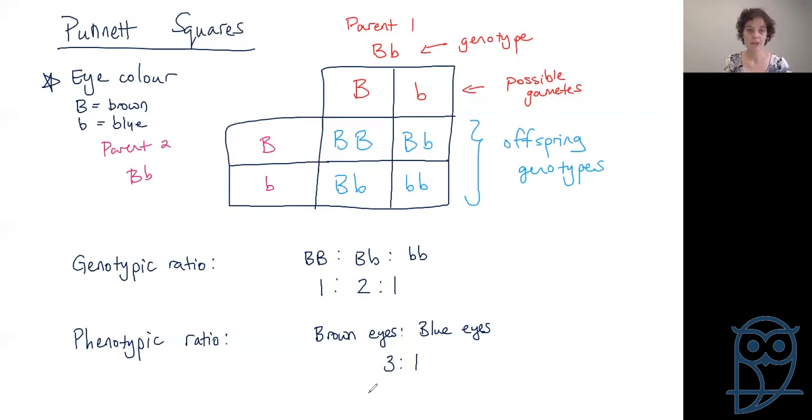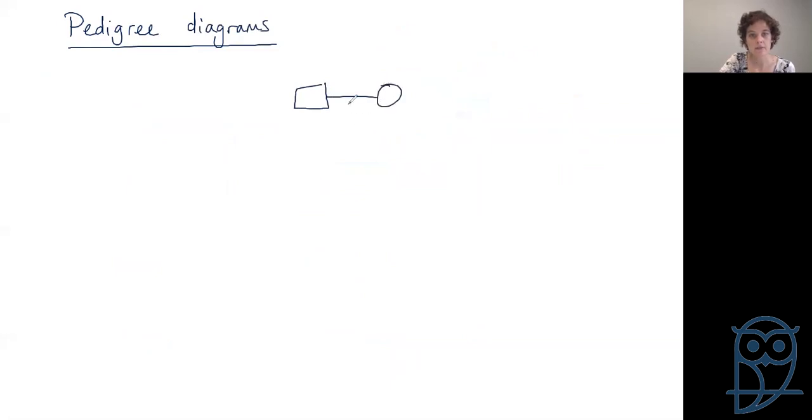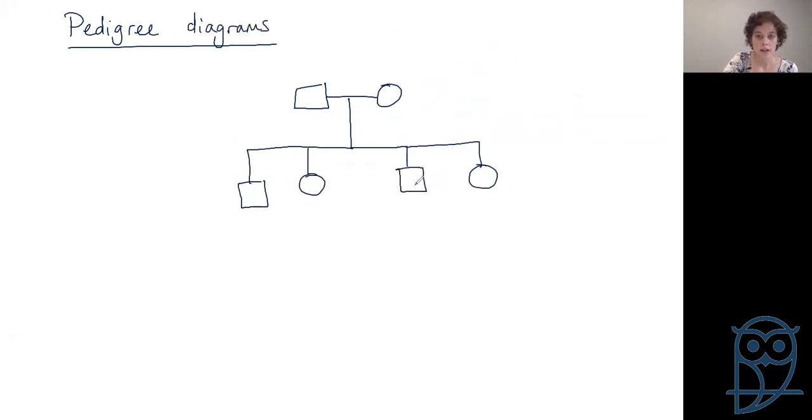All right. So hopefully that gives you a good idea of what a Punnett square is. And now we shall touch quickly on pedigree diagrams, and then we shall play with pedigree diagrams next week. Okay, so there's Punnett squares. So here you would have something more like this.